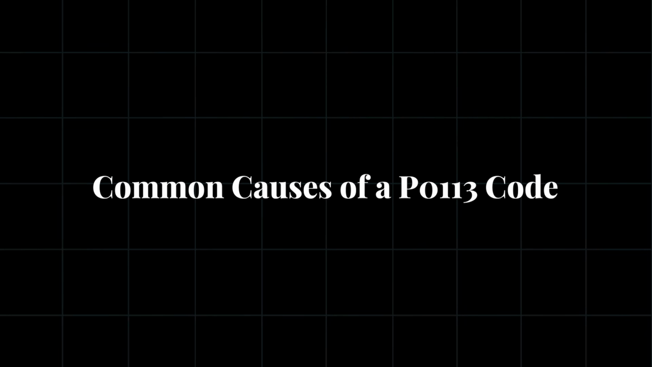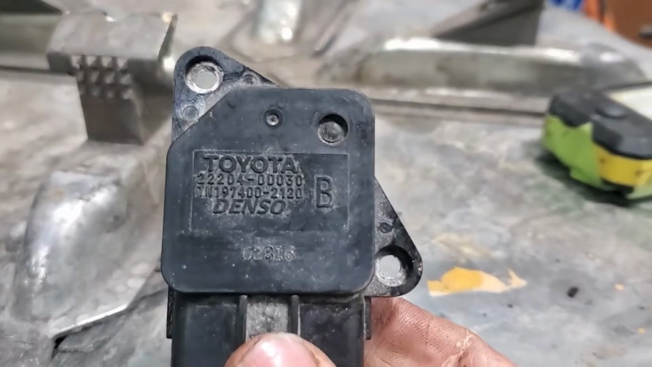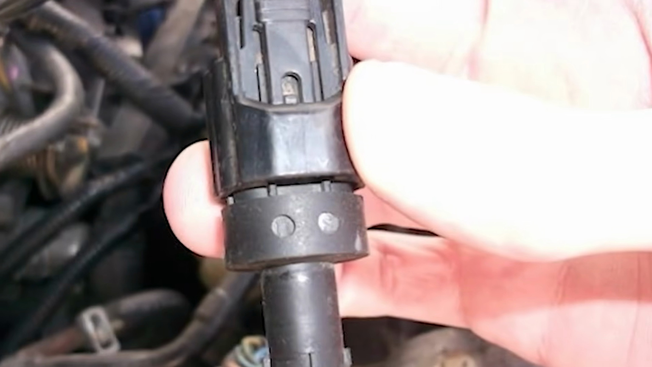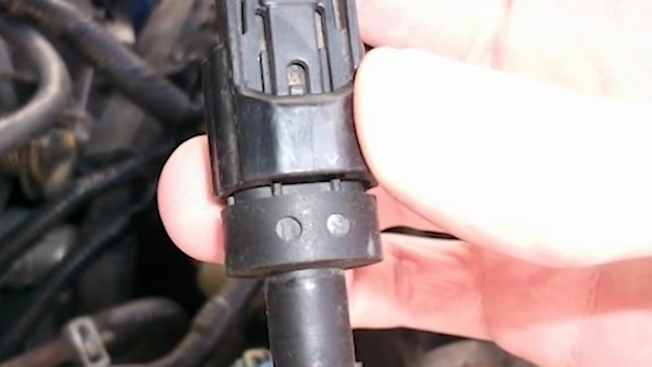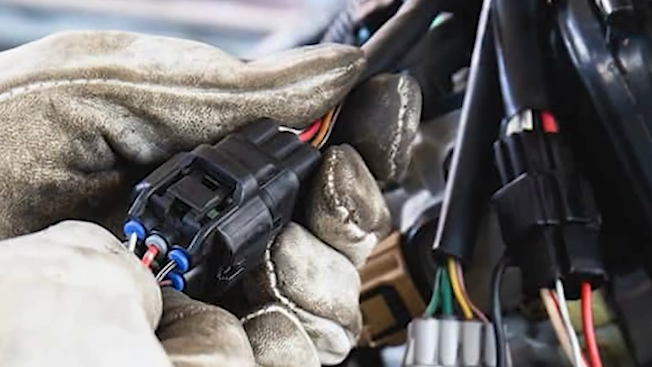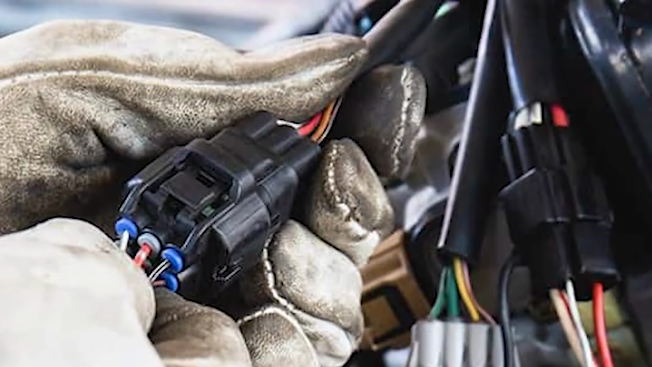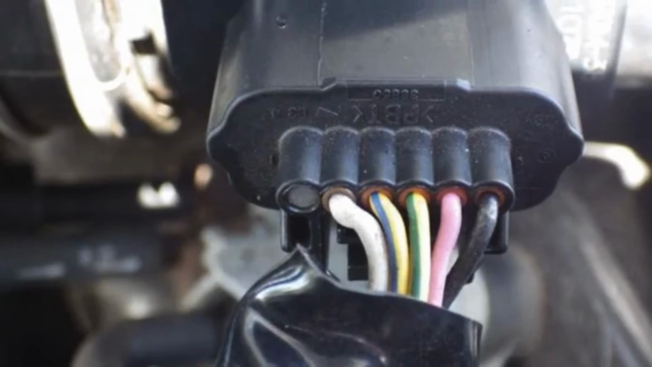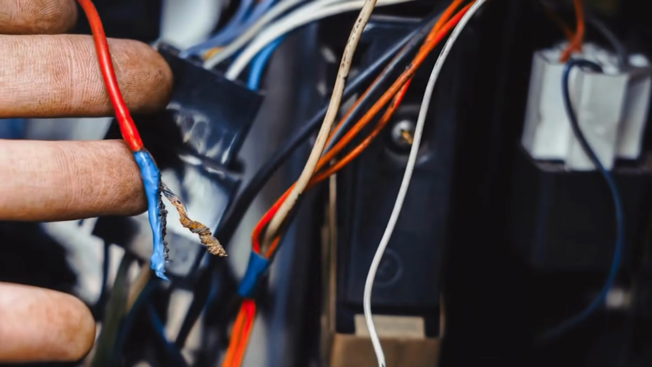Common causes of a P0113 code. Now let's talk about the most common causes. One of the most common causes is a disconnected sensor. If the connector is loose, unplugged, or not fully seated, the computer can see an open circuit and trigger P0113. Another common cause is damaged wiring. If one of the wires is broken, stretched, corroded, or rubbed through, the signal can go high and set the code.